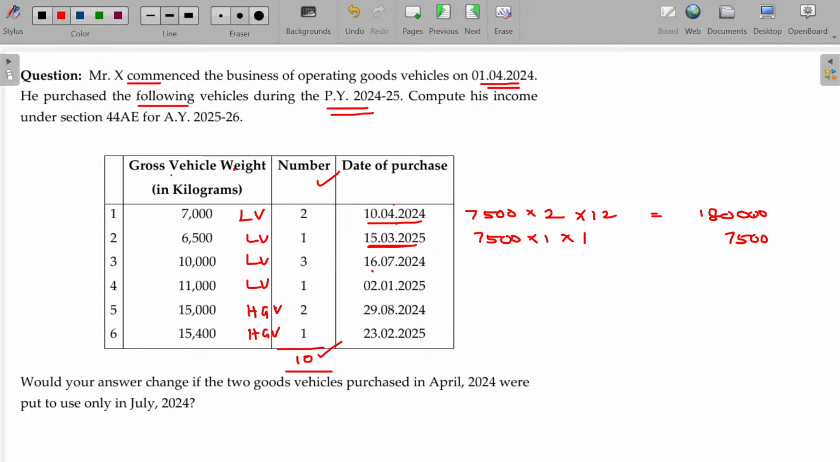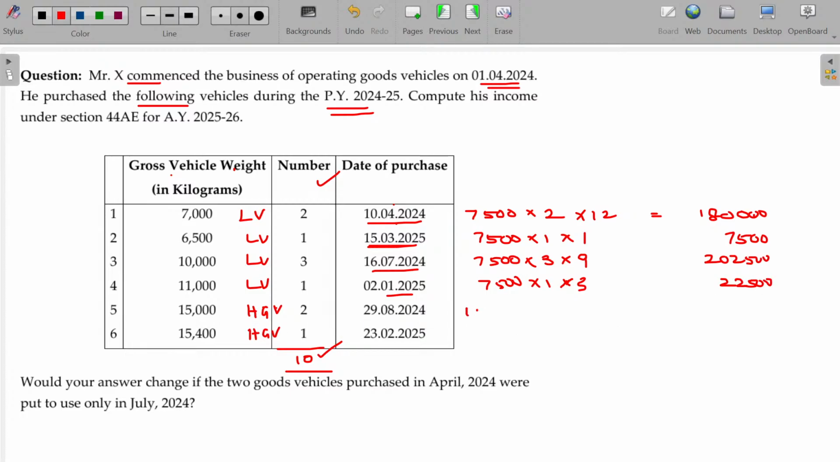And this one, 7,500, number of vehicles being 3, and from July means 9 months, including the July month, the value being 2 lakhs 2,500. And in this case, 7,500 into one vehicle for how many months? February and March, 2 months, right? Oh, January, January, February, March, 3 months will be taken, so the value being 22,500.